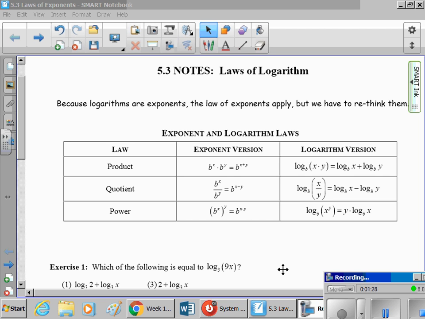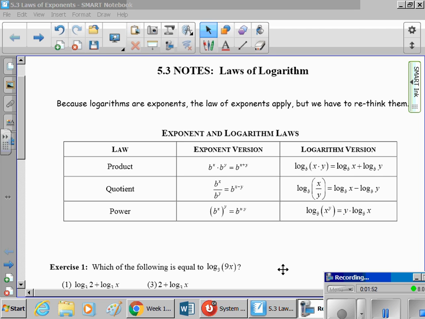The most important law that we use is the power law, and this is going to enable us to solve equations where the exponent is the variable. So we'll get into that a little bit in lesson 5.4, but for today we're going to look just at applying this. So when you have b raised to the x to the y, we multiply them. So it's b to the x times y.